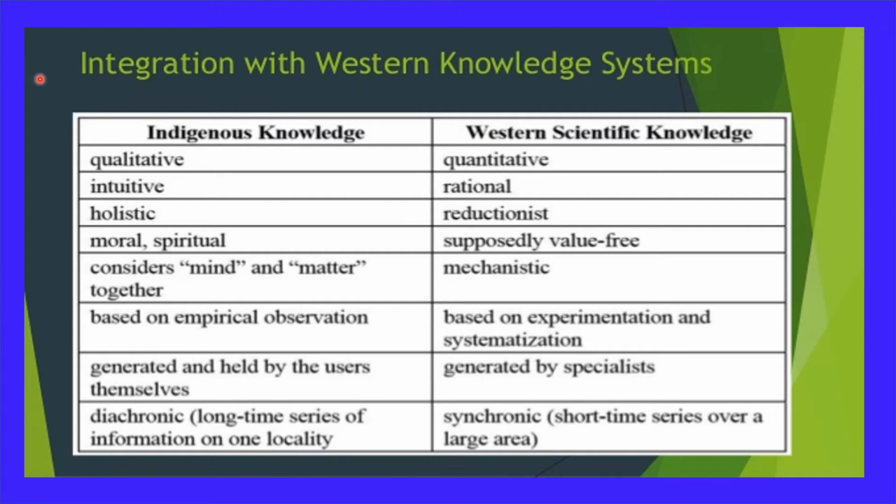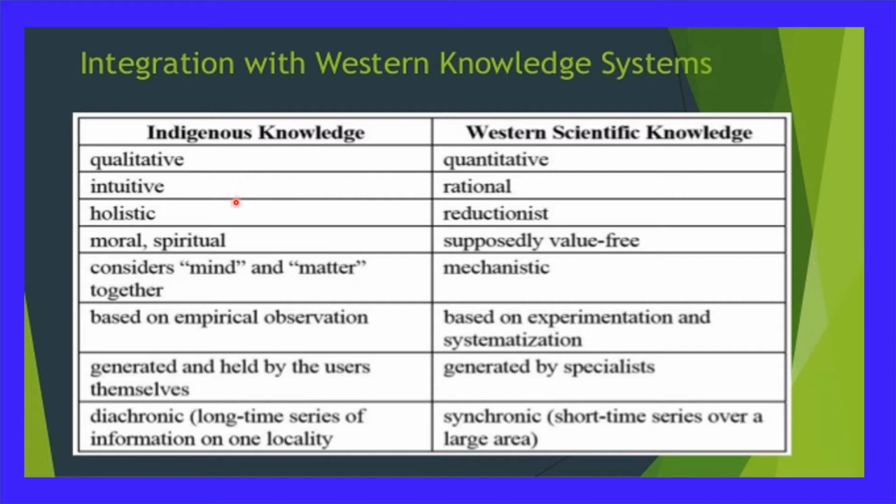Today we discuss integration with the Western knowledge system, and the difference between the Indian knowledge system and the Western scientific knowledge system. Here, indigenous is also known as the traditional knowledge system, and the Western knowledge system as the scientific knowledge system. Qualitative in the Indian knowledge system is quantitative in the Western knowledge system. Indicative in the Indian knowledge system is rational in the Western knowledge system.